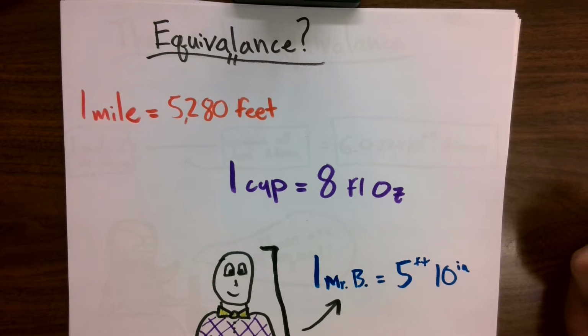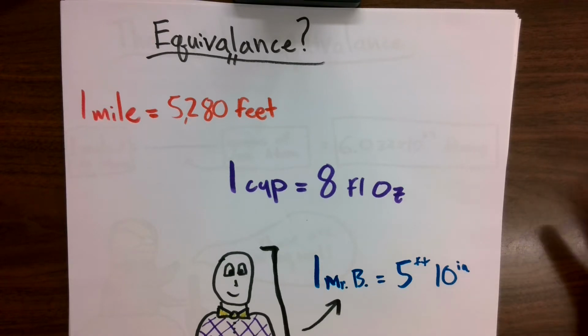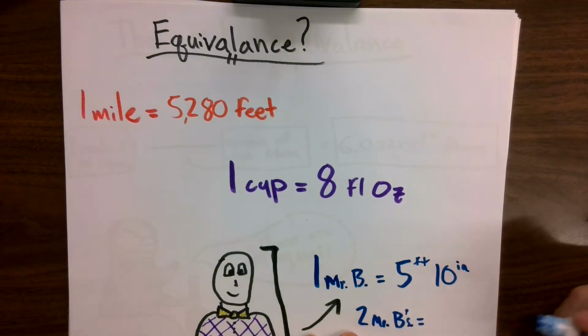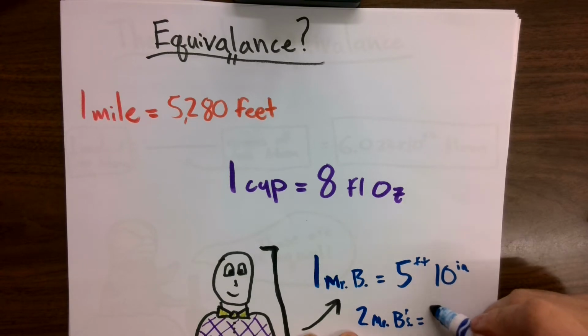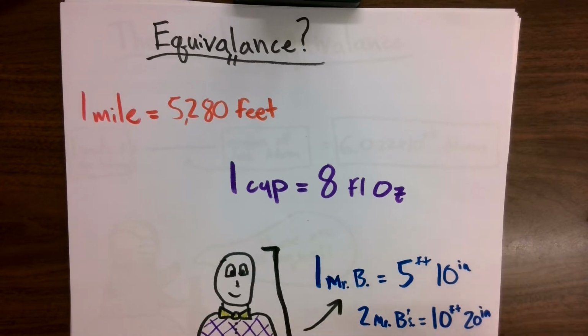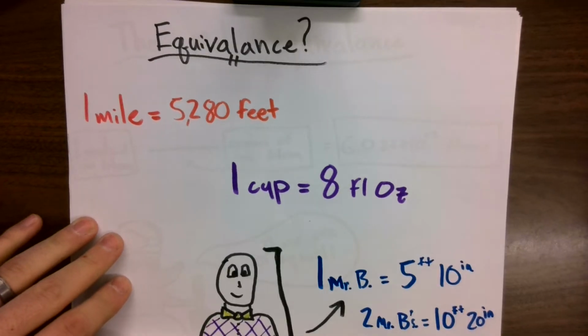1 Mr. Burnett is 5 foot 10 inches. So here's an example of something that you might not know. I made myself a unit, 1 Mr. B. So if I said, what does 2 Mr. B's equal? Well, it equals 10 feet, 20 inches. Now I know that 20 inches is another foot, but I'm just trying to make a point. It's double.